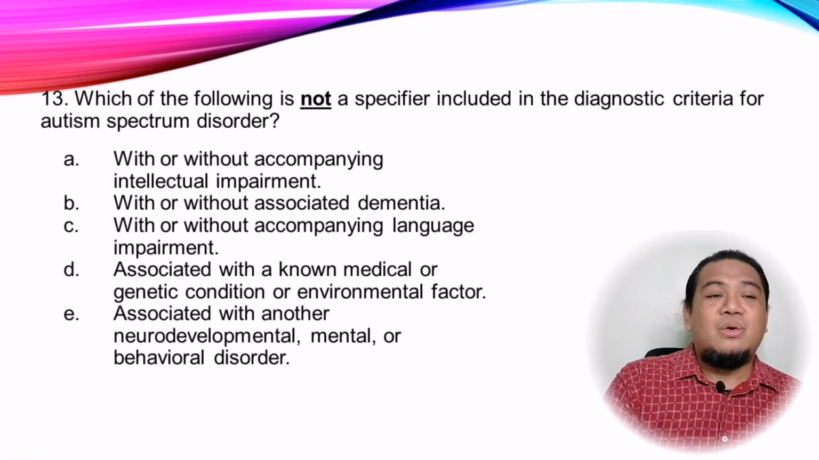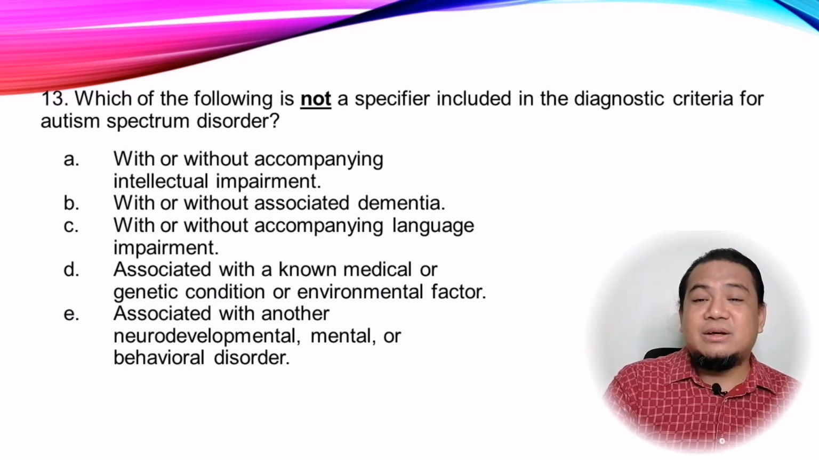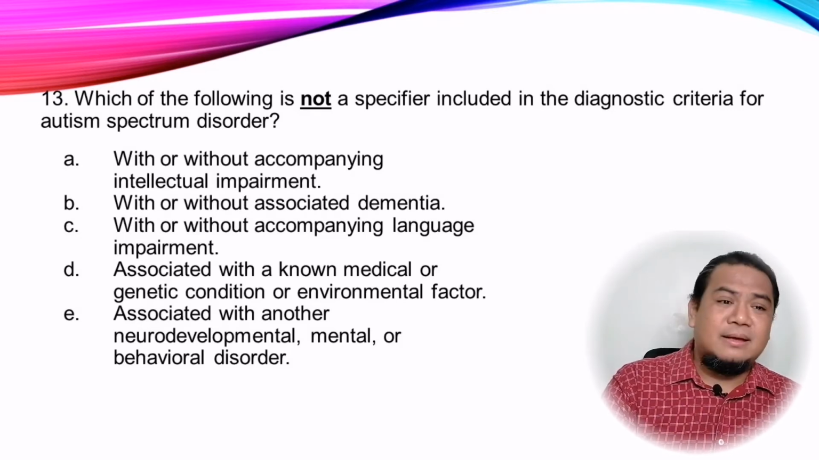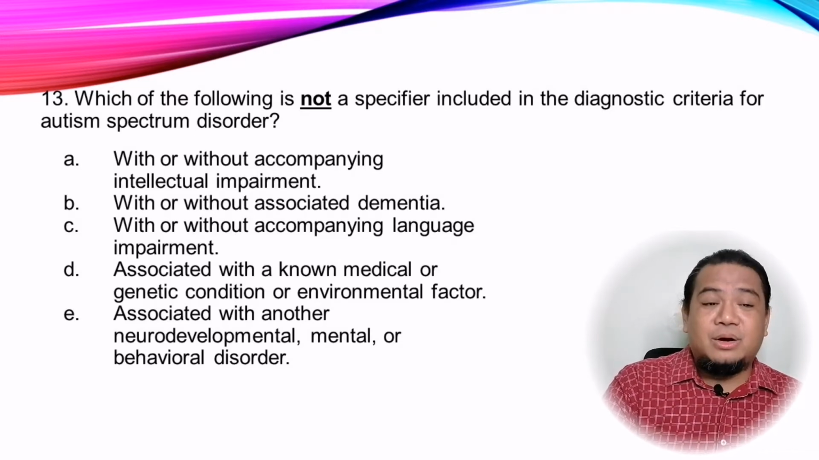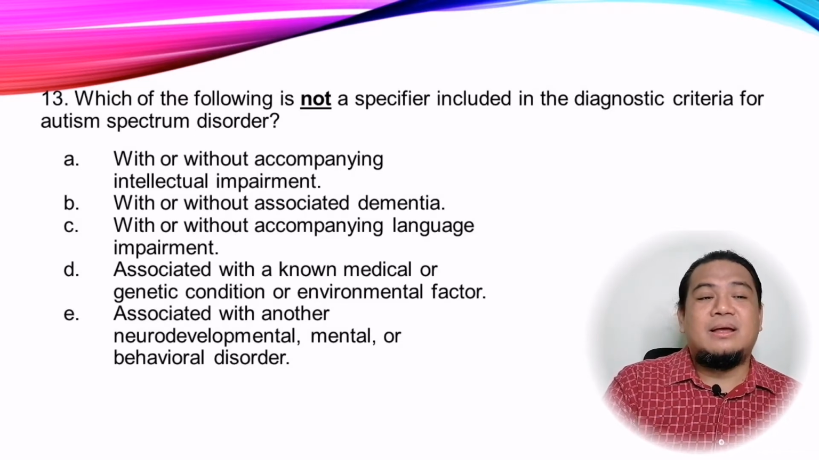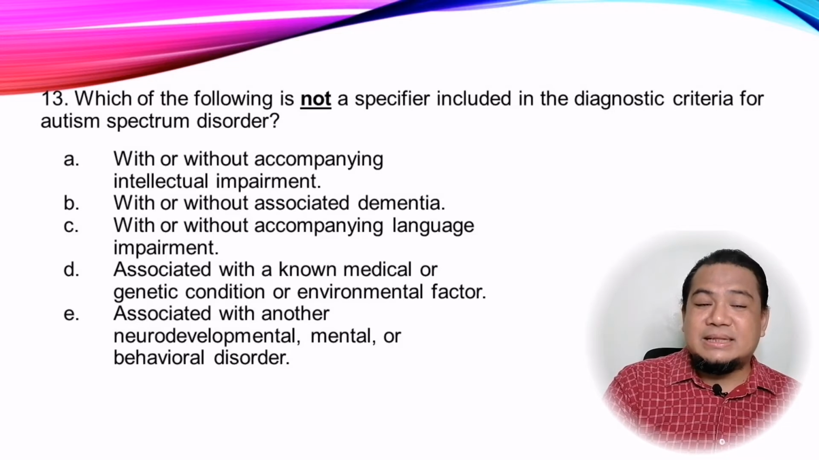Number 13, which of the following is not a specifier included in the diagnostic criteria for autism spectrum disorder? Is it A, with or without accompanying intellectual impairment, B, with or without associated dementia, C, with or without accompanying language impairment, D, associated with a known medical or genetic condition or environmental factors, or letter E, associated with another neurodevelopmental, mental, or behavioral disorder?